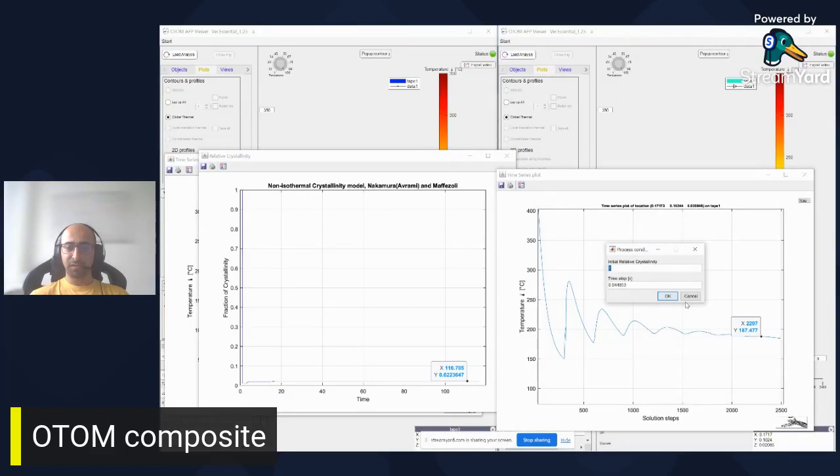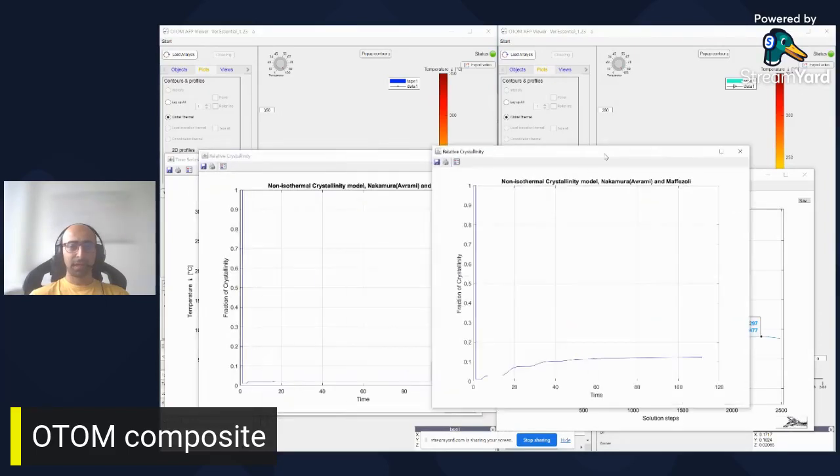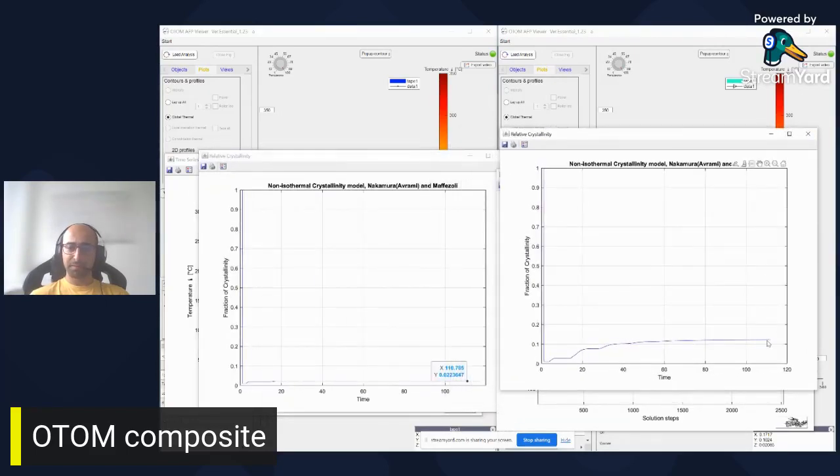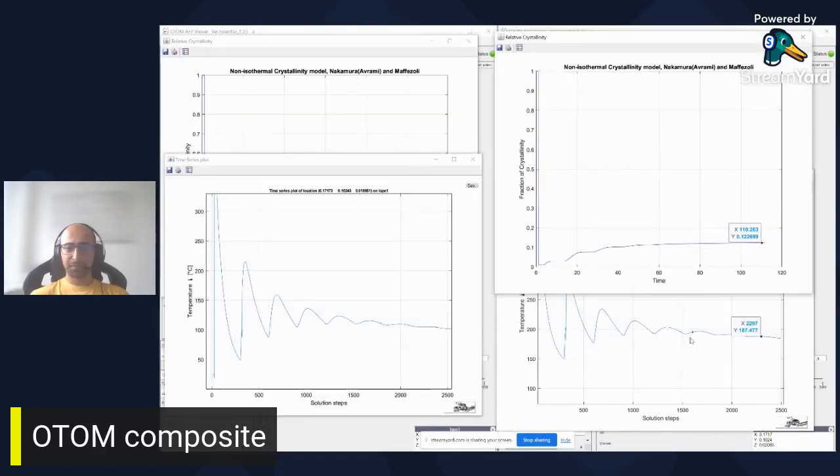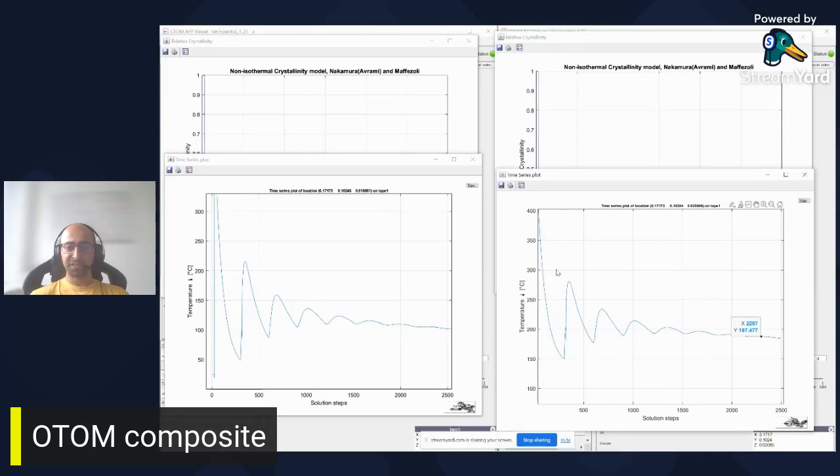And how about the right side? Okay, we got something more like 0.12. The reason is that we are closer to the region between the glass transition and melting. So we are more close to here, but at the left side, we are most of the time below the glass transition. So there is less time for the material to reach any crystallinity.